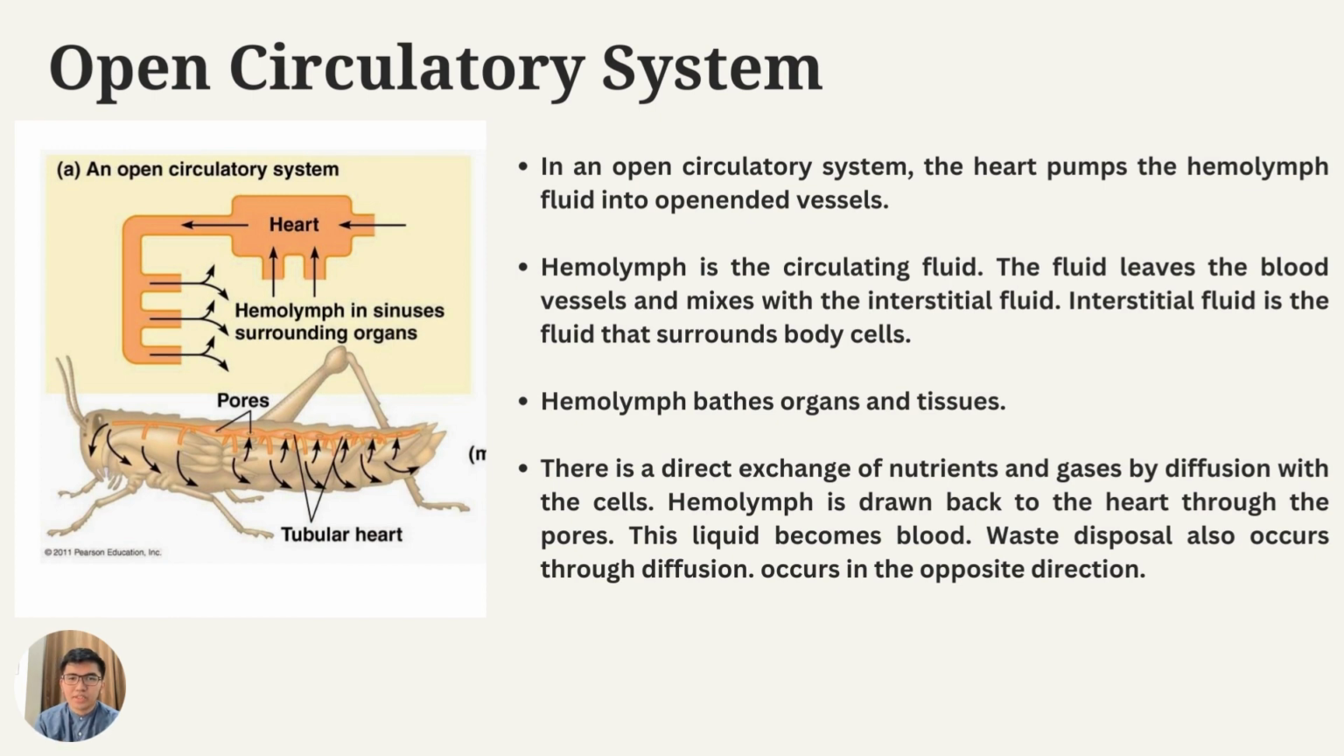In an open circulatory system, the heart pumps the hemolymph fluid into the open-ended vessels. Hemolymph is the circulating fluid. The fluid leaves the blood vessels and mixes with the interstitial fluid. Interstitial fluid is the fluid that surrounds the cells. Hemolymph bathes organs and tissues. There is a direct exchange of nutrients and gases by diffusion with the cells.